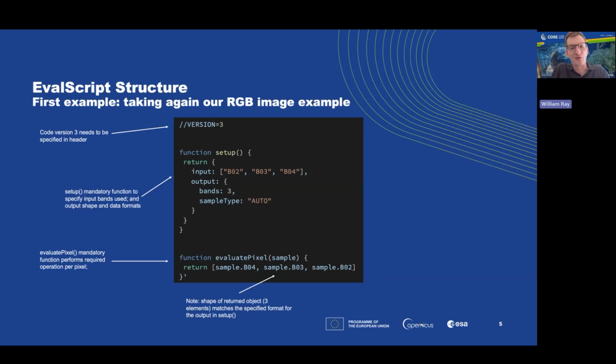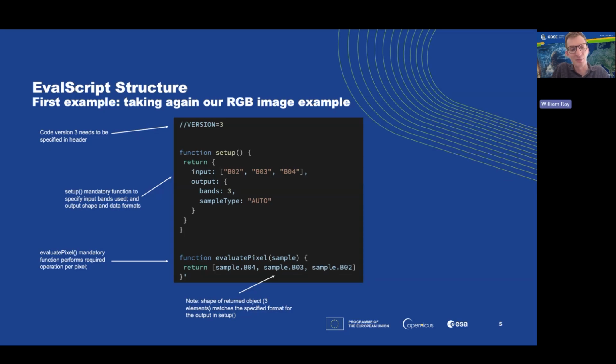And then you also specify your output shape, in this instance, 3 bands, and the data format. So here the sample type is set as AUTO. This is for a processing API request, so automatically it's going to pick the unsigned integer 8 as your output. So it's values from 0 to 255, perfect for visualizing data.